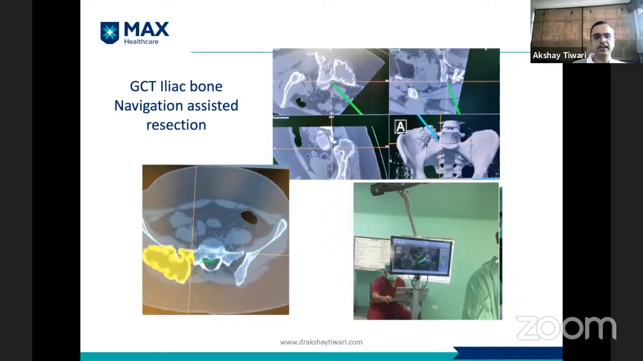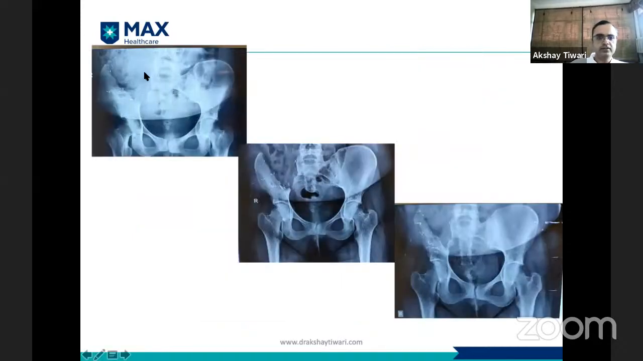Again, a GCT of the iliac bone was treated with denosumab before surgery, and a navigation-assisted resection was done, which enabled us to remove the giant cell tumor en bloc. The loss of the pelvic ring was made up with the patient having to bear weight on this, and then eventually it fused.